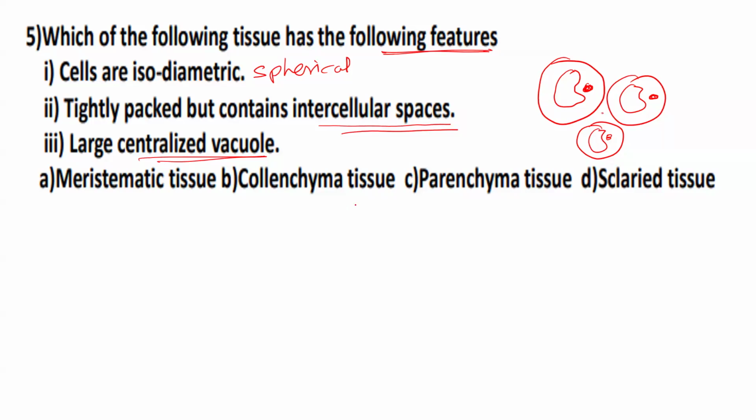Because in meristematic tissue, the nucleus was at the center. In parenchyma tissue, the vacuole is in the center, and it is also spherical. Collenchyma, if you see, is polygonal in shape, no? So the collenchyma answer will not come. Sclerenchyma is circular, but it has dead cells and no vacuole. So the best possible answer is parenchyma. C, third answer.